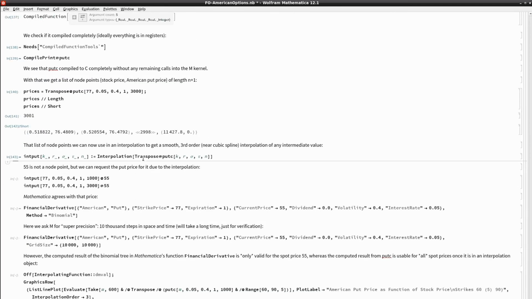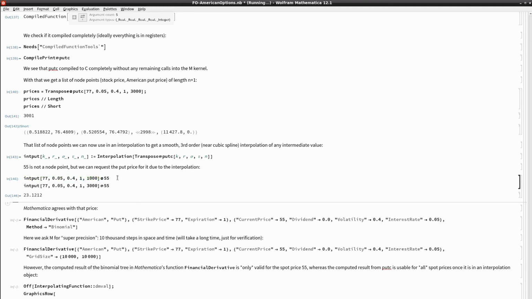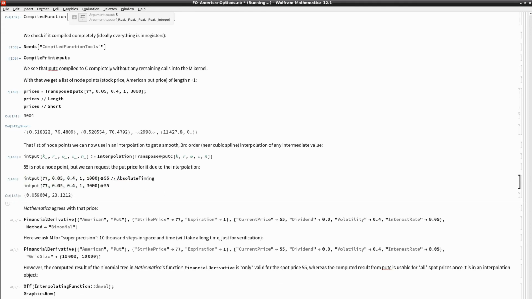We now create an interpolation on these 2-dimensional vectors. Let's just pick 55 as a random stock price. It's not a node point, but we can request it due to the interpolation. And with 1,000 steps, I think it was fairly fast. Let's compute it again. See, with 1,000 steps, it's there instantly. Let's time it. With 1,000 steps, it's 59 milliseconds.